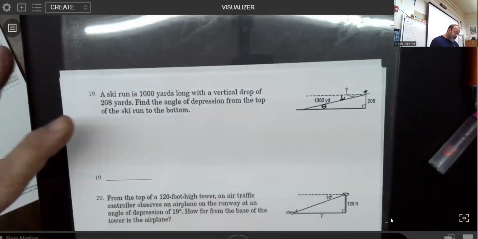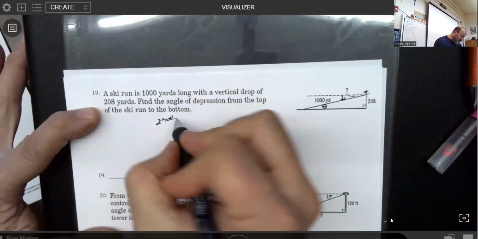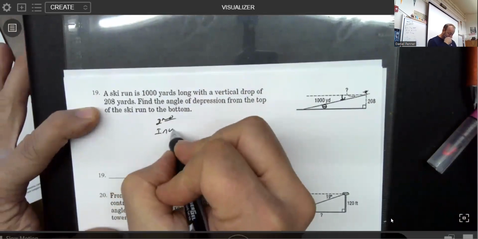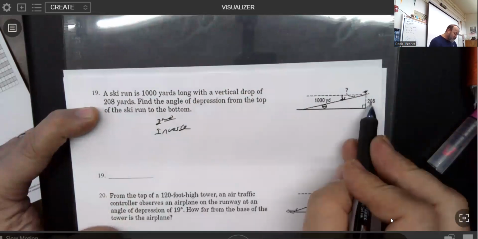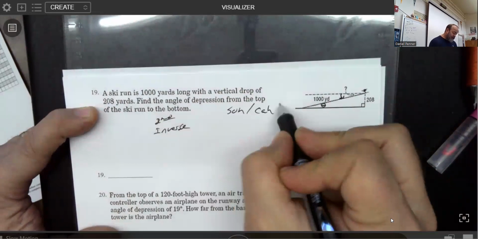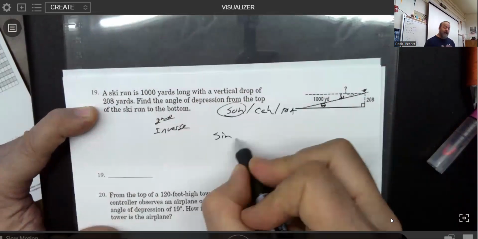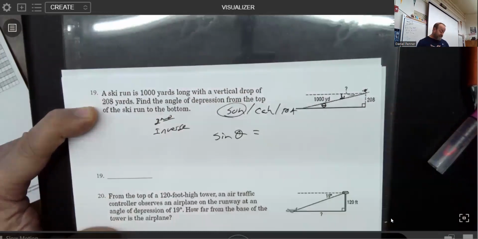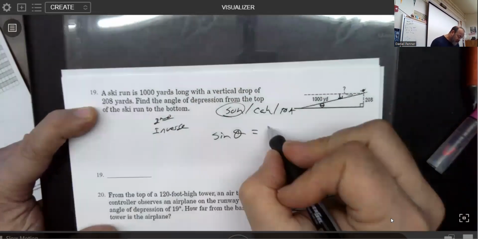So I'm looking for the angle. So remember, we're going to have to hit that second button or that inverse button, depending on the calculator that we have. So I notice this is opposite and hypotenuse. So I'm going to write the whole thing down, but I can see it's got to be this guy. So I know that the sine of the angle, and I personally like to use theta, the Greek letter theta, sine is 208 over 1,000.